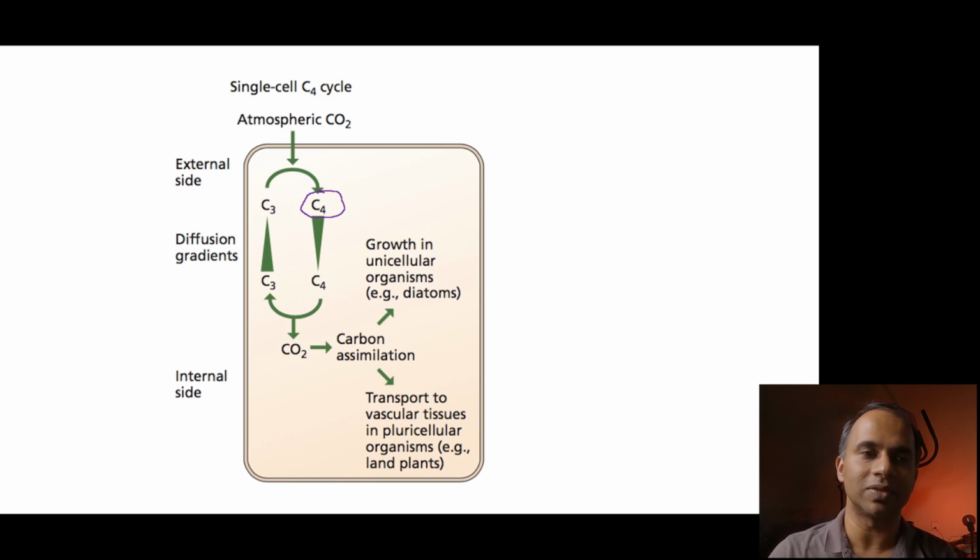And one example is diatoms, so they can do a single cell C4 cycle. Okay, so whatever carbon assimilation happens on the internal side will be transferred into the vascular tissues in multicellular plants. But in single cell organisms, the unicellular organisms, that carbon assimilation is also happening inside the single cell. So if it's a land plant, they make the carbon assimilation and then transport it to other places. If it's a unicellular, one cell organism, the metabolism is going to happen inside the same cell.